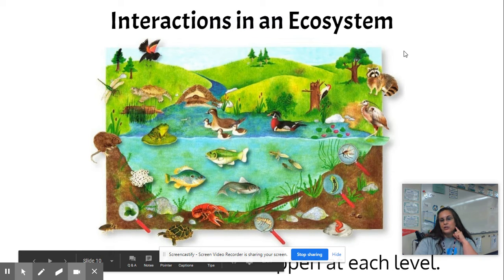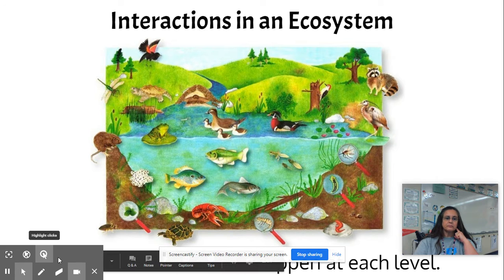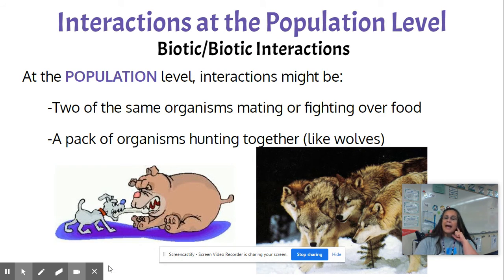There are several interactions that happen in an ecosystem. Okay, at the population level, because the population level is things of the same species, it's going to be a biotic factor and a biotic factor interacting, a living thing and a living thing. Okay, so it could be two of the same organism fighting over food.